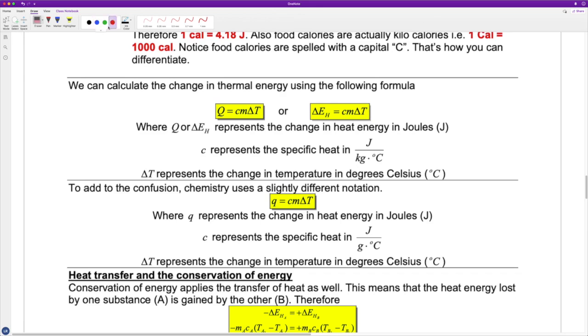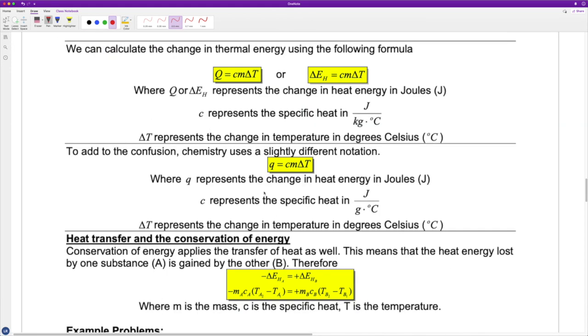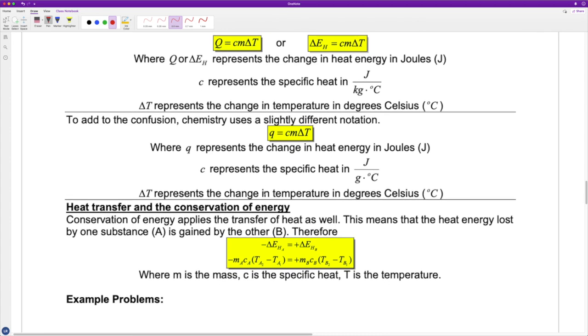I have a stupid way to remember this formula. I always call this country music delta television, as in Country Music Television. Why? It's a stupid way, but I always remember that formula. cm delta T, country music delta television. In case you're trying to find a way of remembering it.